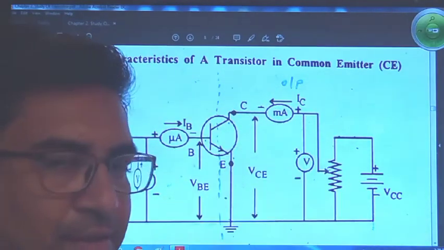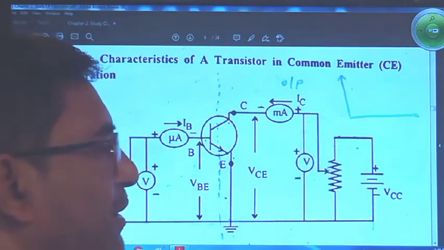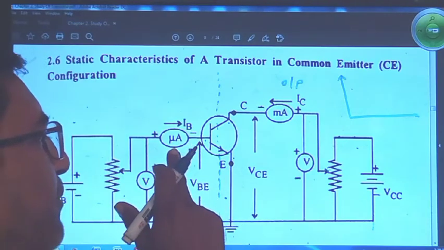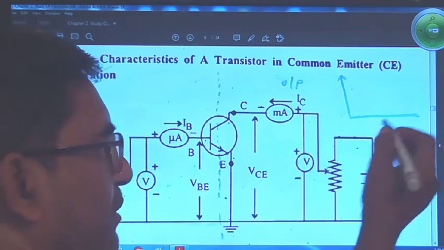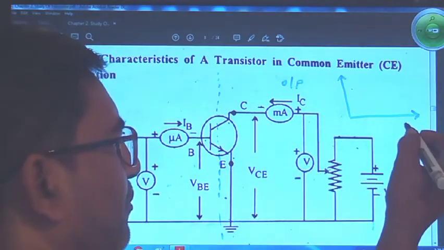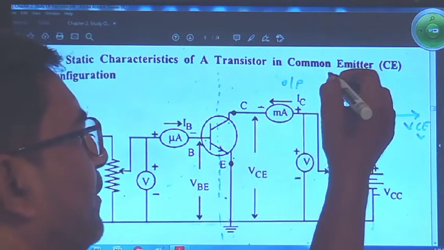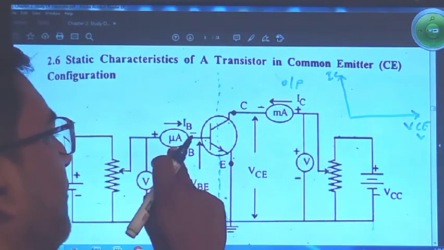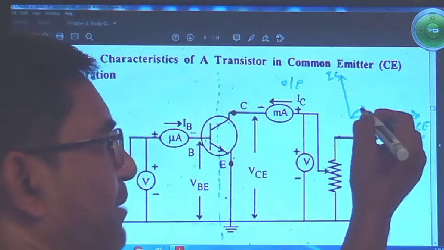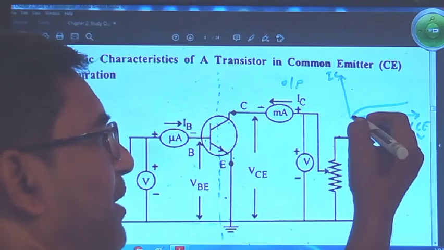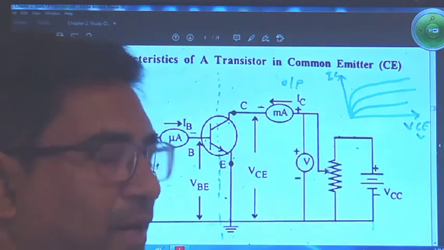In the output characteristics, we mark the voltage and current, but by keeping the input current value constant. Suppose in the x-axis we mark VCE, which measures the voltage, and IC in the y-axis. By keeping IB equal to 0 first, we will get some output. Then by keeping IB equal to 10 microampere, we get this value, and by keeping 30 or 60, we get this value.